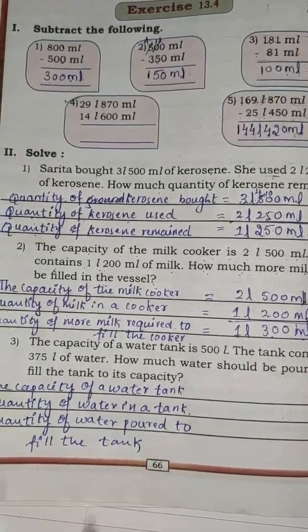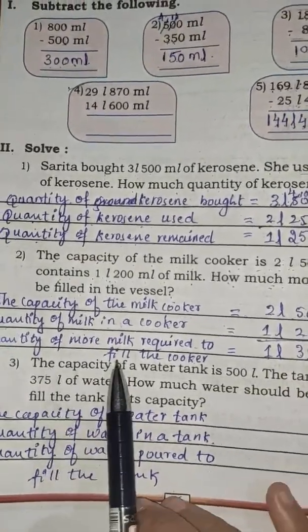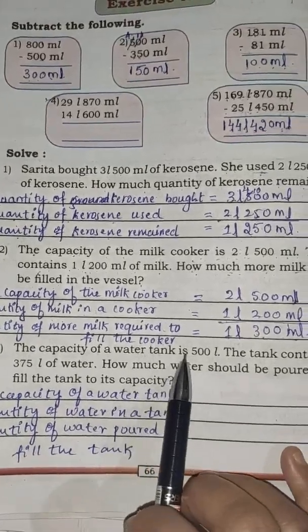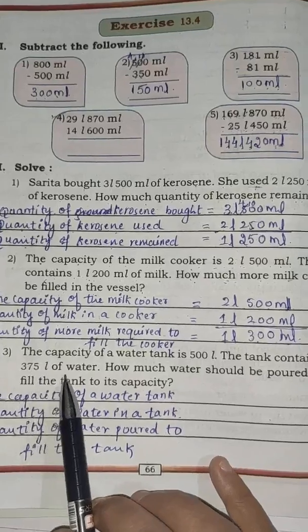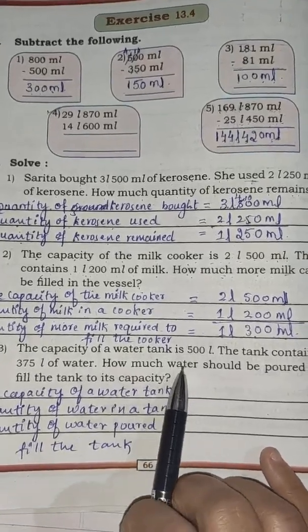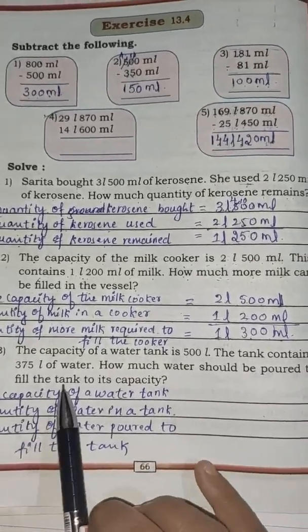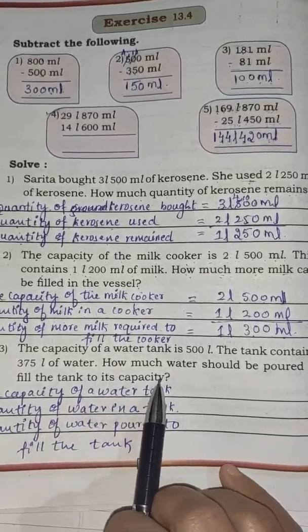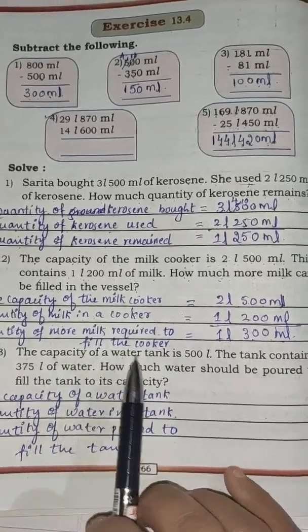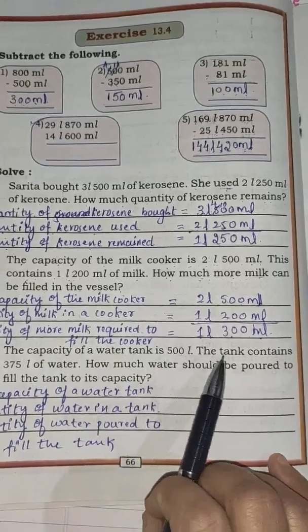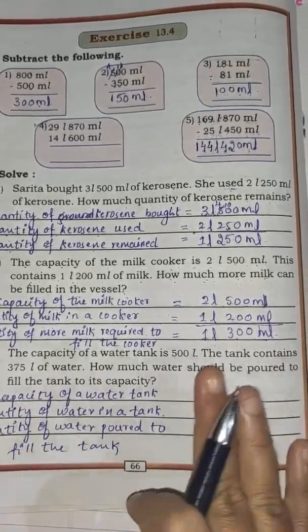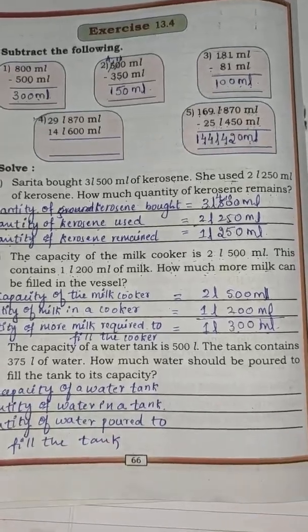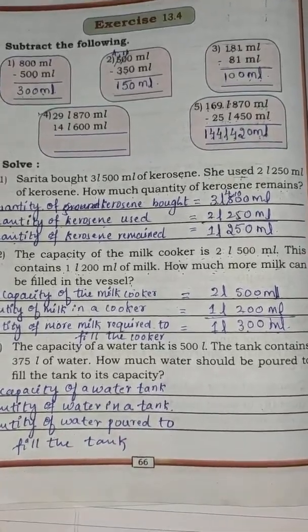or vessel. Okay, so next is the capacity of a water tank is 500 liter. The tank contains 375 liter of water. How much water should be poured to fill the tank to its capacity? So the capacity of a water tank is 500 liter. So the tank contains 375 liter of water right now. So you have to calculate how much water should still be poured to fill the tank capacity.